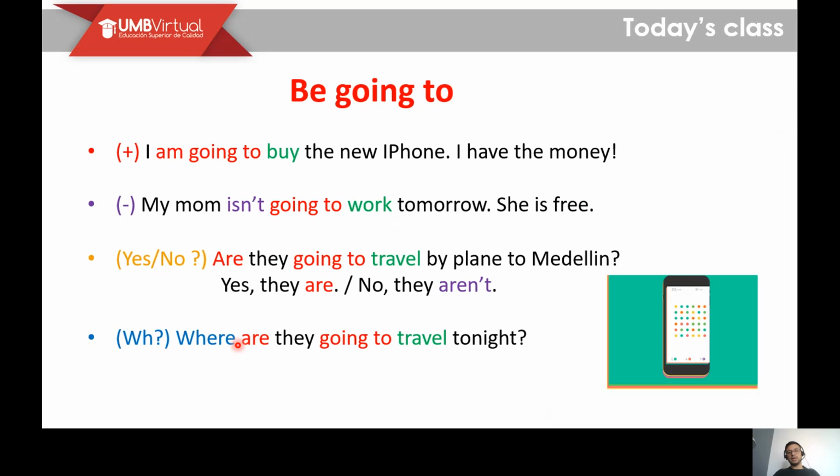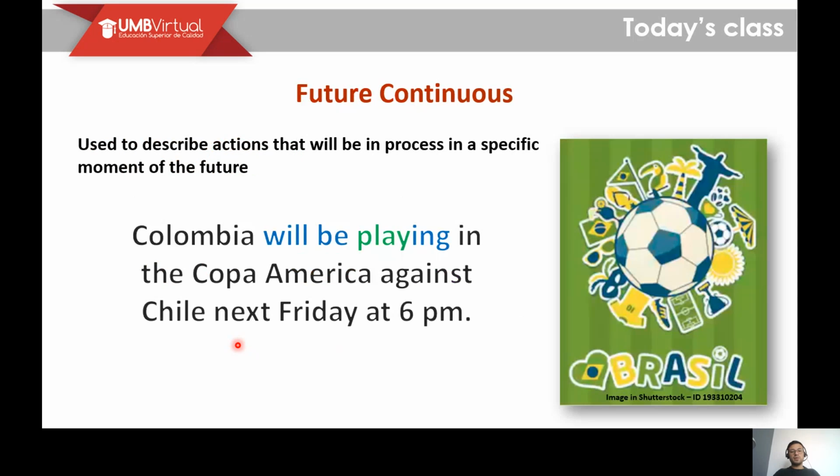Okay, with future continuous. So we have be going to and will for future. But we also have future continuous. Future continuous means that something is going to take place at a specific moment in the future. Yeah. For example, you know that I don't know, for example, for tomorrow there will be a football match. Or a match game that we are going to have during a certain period of time, but it's going to be developing at a certain moment in that future that is tomorrow. Let's see the example. Colombia will be playing the Copa America against Chile next Friday at 6 p.m.